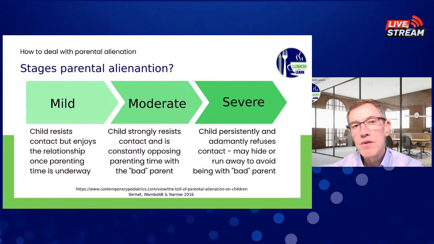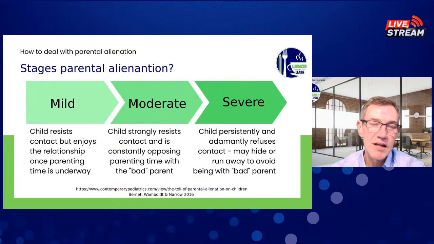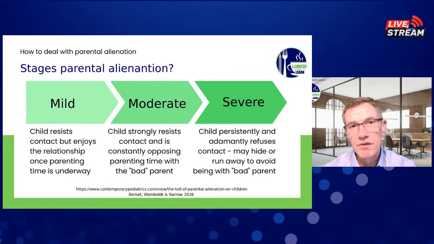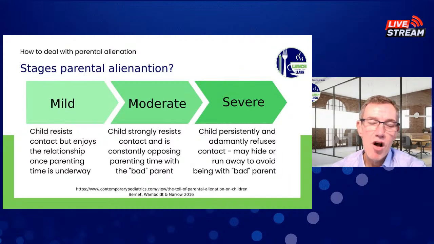Then one would turn to the moderate side, where the child would strongly resist contact and is constantly opposing the whole idea of spending time with the other parent, or the bad parent, as we see it in this way. That is the moderate form thereof, where they strongly resist any form of contact.